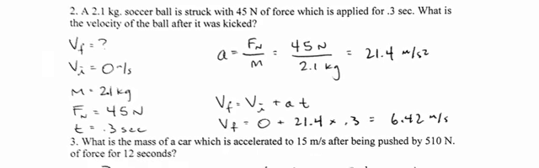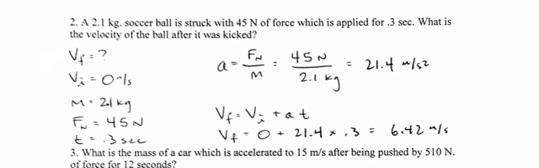Number two says a 2.1 kilogram soccer ball is struck with a 45 Newton force, which is applied for 0.3 seconds. What is the velocity of the ball after it was kicked? So really what we're looking for is the final velocity after the ball was accelerated. It's going to be accelerated for 0.3 seconds with a force of 45 newtons. So we're really looking for VF. Once you know we're looking for VF, that makes things a lot easier because we know the initial velocity then is 0 because the ball wasn't moving before it got kicked.